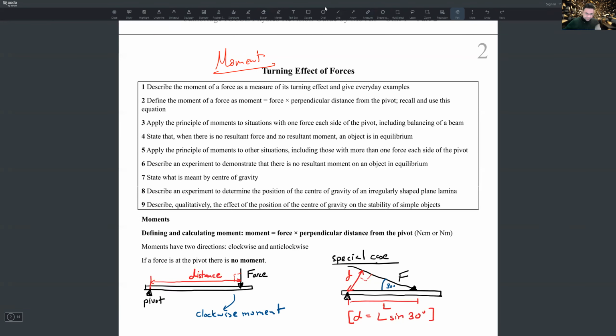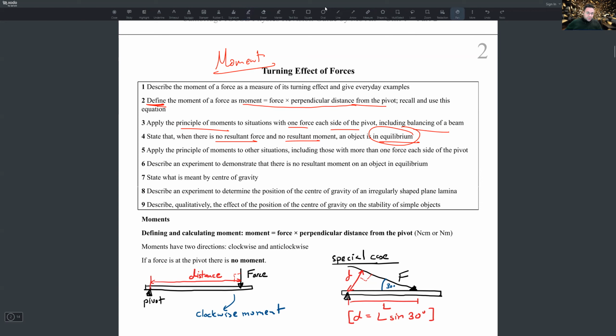Describe moment as the measure of the turning effect and give everyday examples. Easy. Define moment as force times perpendicular distance. That's the equation. But you'll notice that this is how he wants you to define a moment: moment equals force times perpendicular distance from a pivot. Recall and use the equation. Apply the principle of moments to situations with one force on each side, including the balancing of a beam. State that when there is no resultant force and no resultant moment, the object is in equilibrium. This is very important.